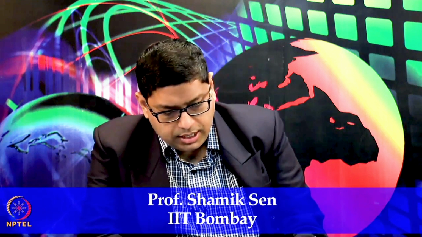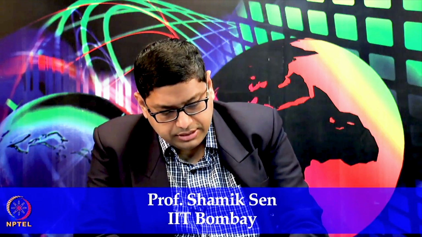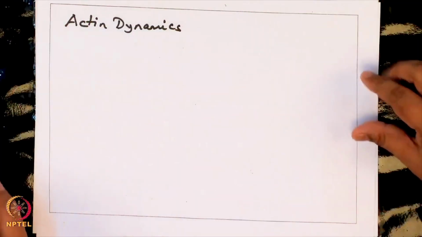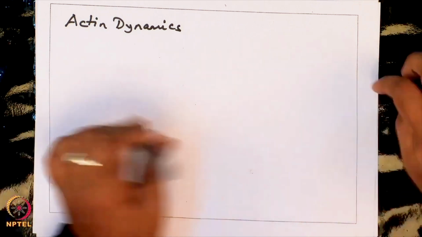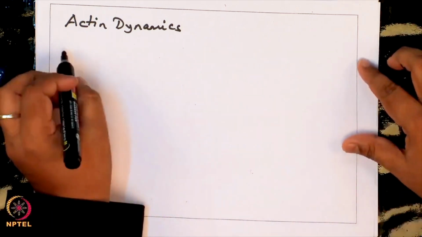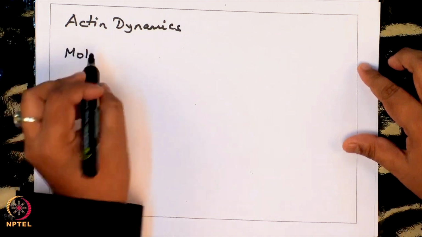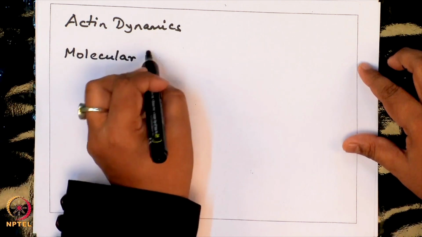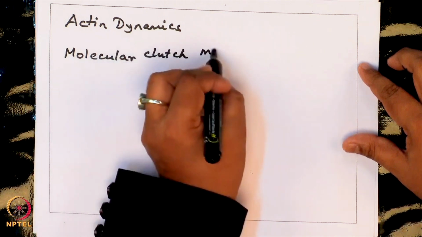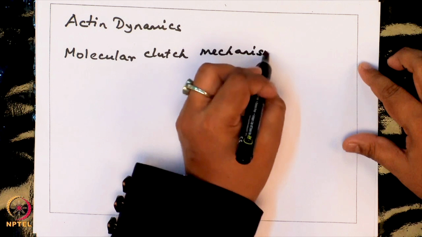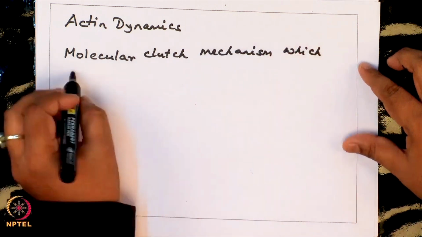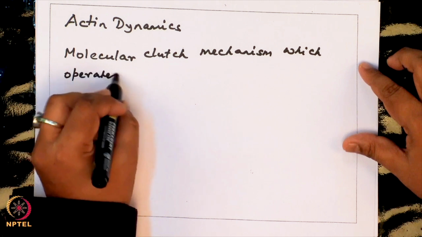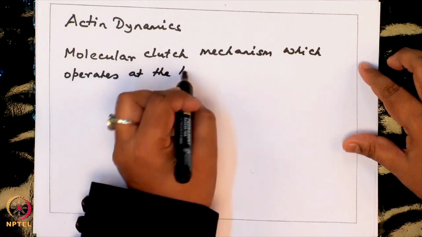Hello and welcome to today's lecture of the NPTEL course Introduction to Mechanobiology. In the last two lectures I had discussed actin dynamics in cell migration. And while discussing how cells migrate, we had found out that you have a molecular clutch mechanism which operates at the leading edge.